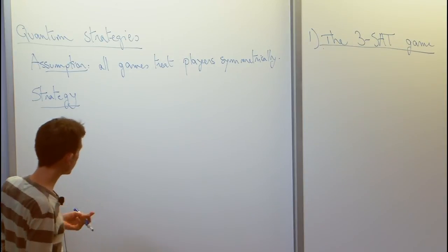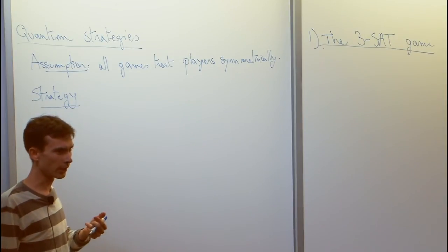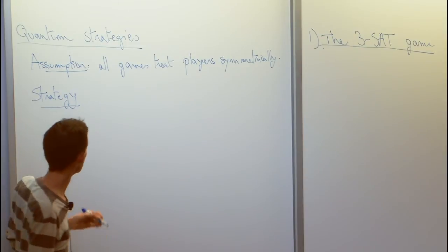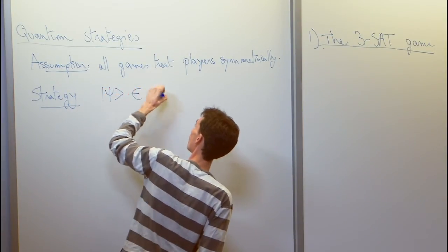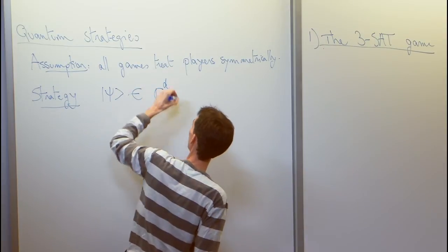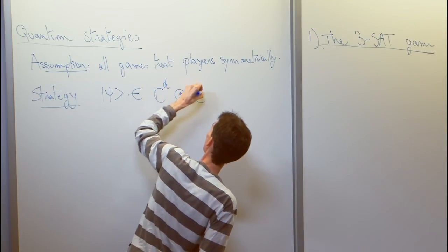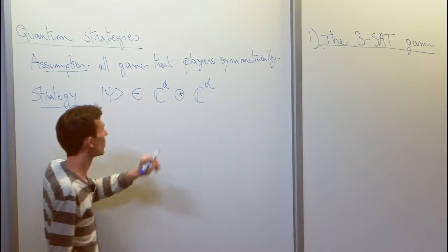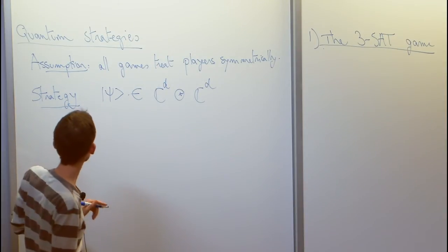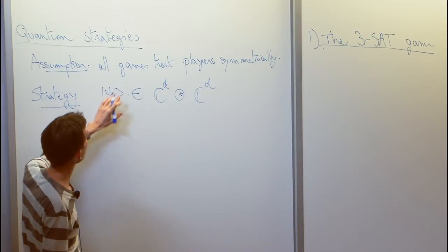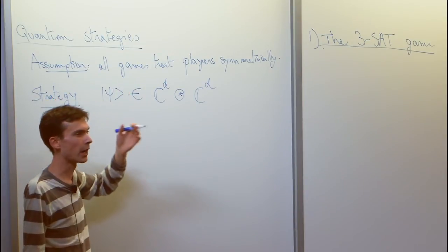So what are strategies? There's three elements. There's the quantum state, and then actually two elements, quantum state and measurements, right? So the quantum state is just a unit vector in C^d tensor C^d, so d squared dimensions, I guess. I'll use the same d for Alice and Bob's dimensions. d is any integer. And then there's measurements. Because the players are treated symmetrically, there's not really Alice or Bob's measurements.